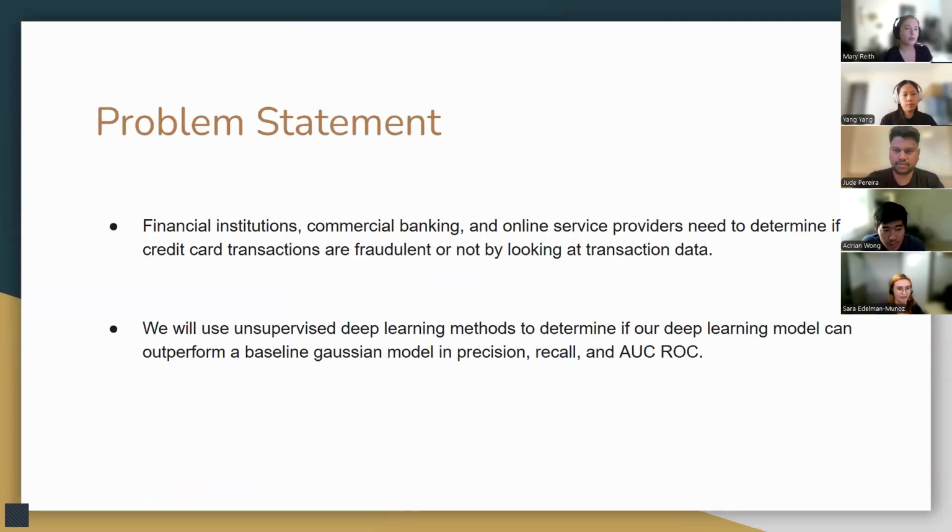Financial institutions, commercial banks, and online service providers face a constant challenge identifying fraudulent credit card transactions from millions of legitimate ones. So in our project, we're going to be applying unsupervised deep learning methods to see if we can outperform a traditional baseline model using key metrics: precision, recall, and AUC ROC.